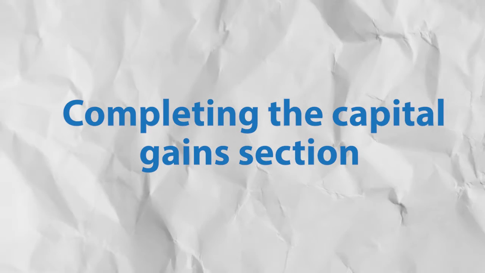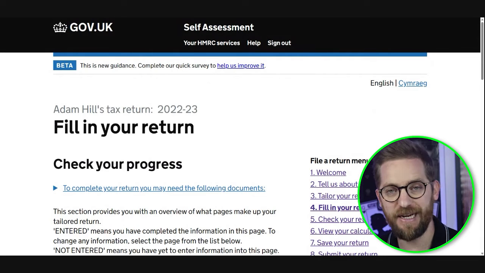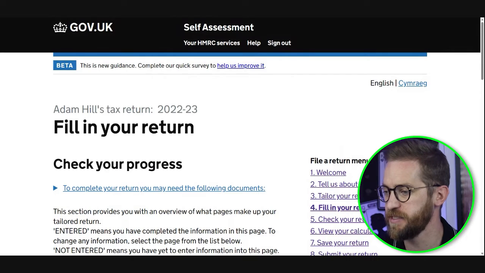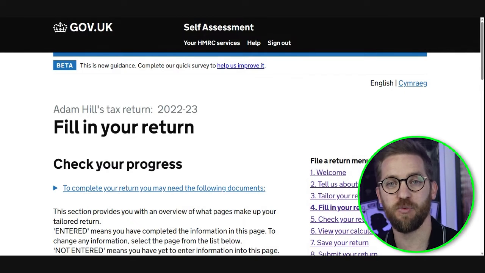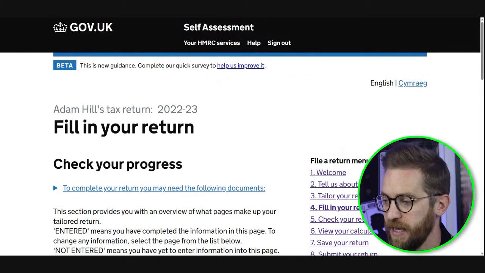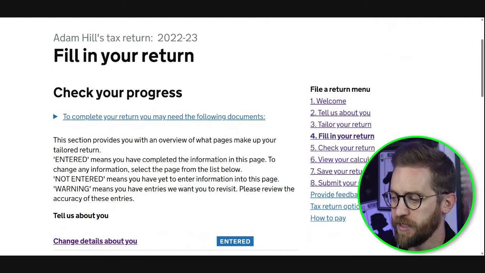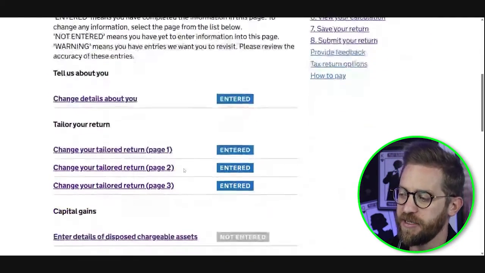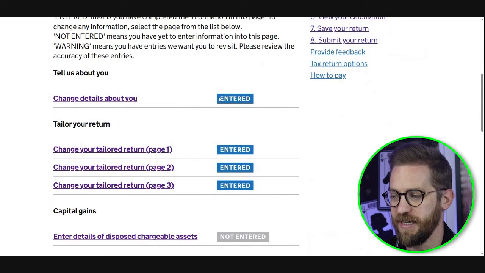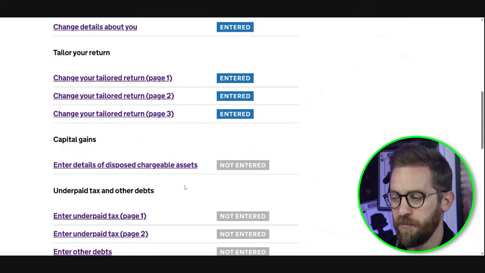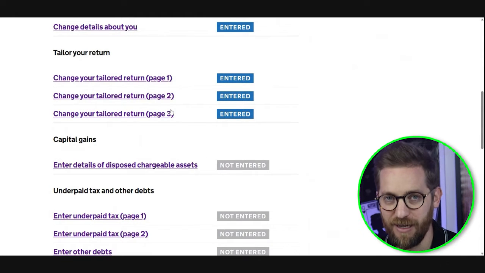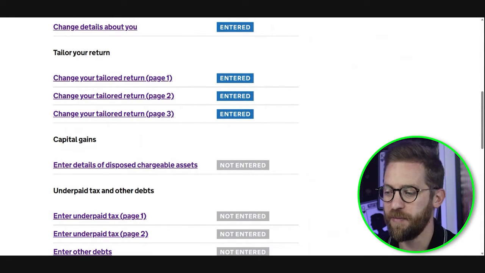Now, let's move on to completing the capital gains section of the tax return. Now that we've actually tailored the return for our circumstances, I can now complete the capital gains section. So from here, you can see I'm on section 4, fill in your return, and I can just scroll down. Anything entered in blue, where it says entered here, that means I've completed that section. And then just below, the sections for the income that I've told them I have will be generated below.